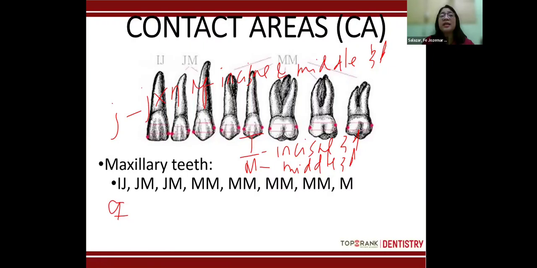Kasi in all other teeth, yung mesial, yung mas mataas, yung distal, yung mas mababa. Excuse me for using layman's term. Para lang mag-grasp nyo yung concept. So yung isa mas occlusal, yung isa mas cervical. So mas mataas, mas mababa. Ganun yon. Ang mesial, yung mas mataas, yung distal, yung mas mababa.